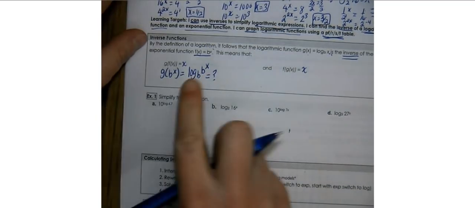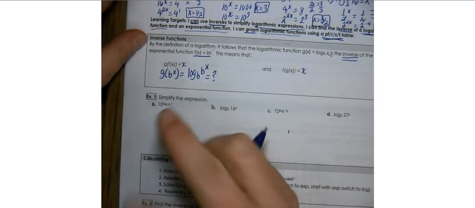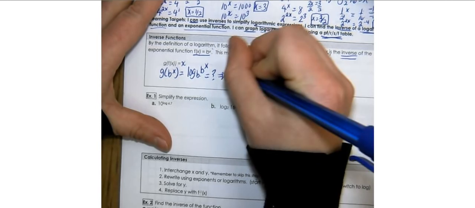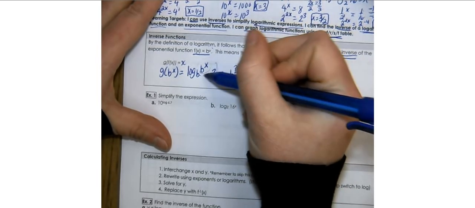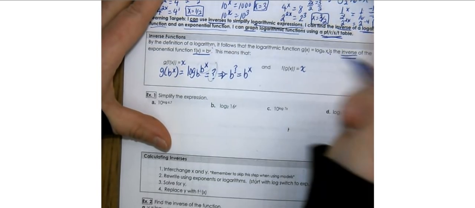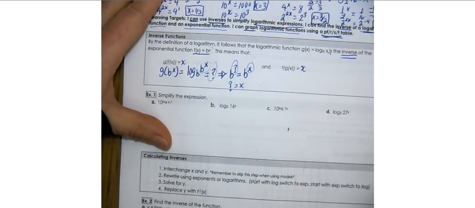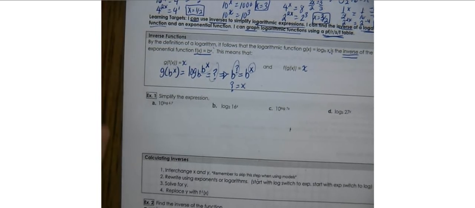So if I were to rewrite this expression in exponential form, b would be my base, so I would have b to the question mark power, because question mark would be my exponent, is equal to b to the x. So what does the question mark equal? Well, the question mark would have to equal x. So that's the long way of approaching these problems.